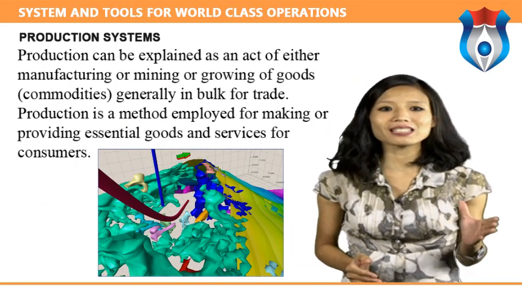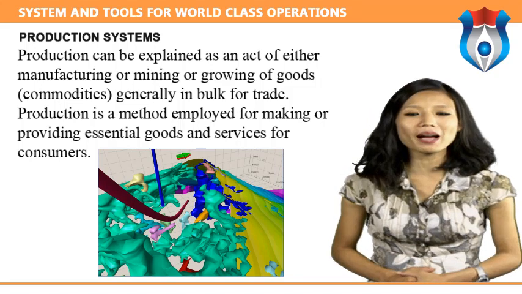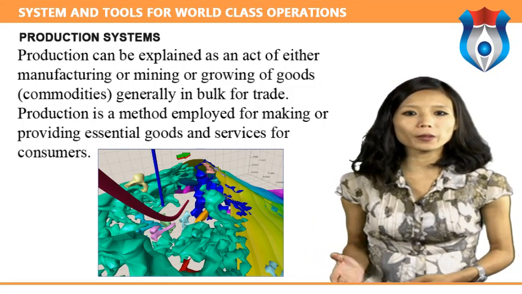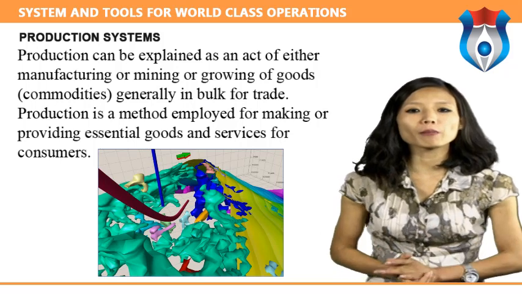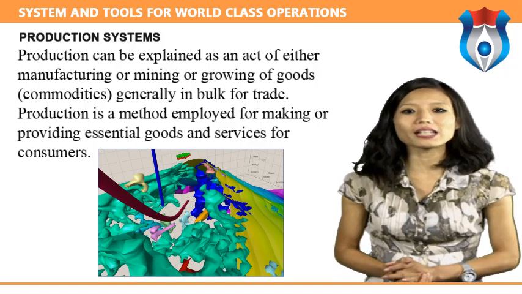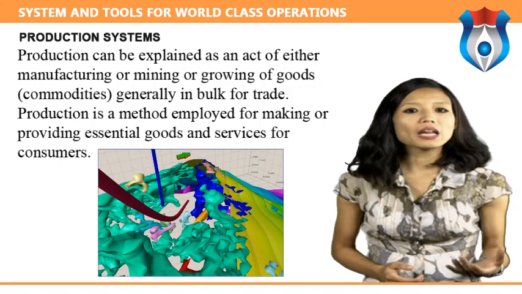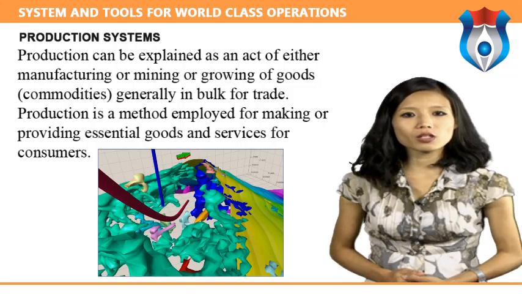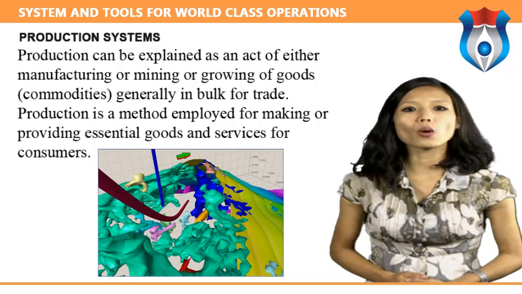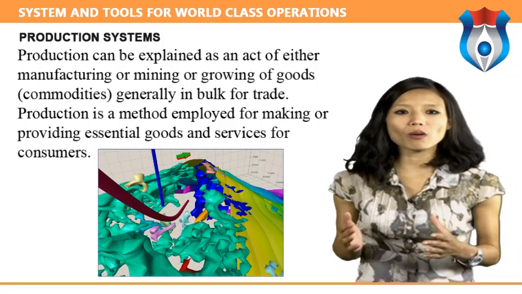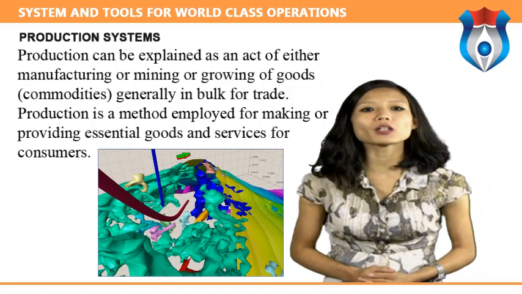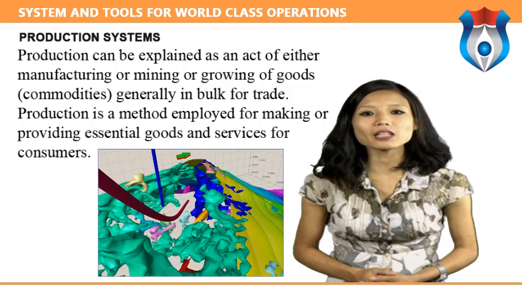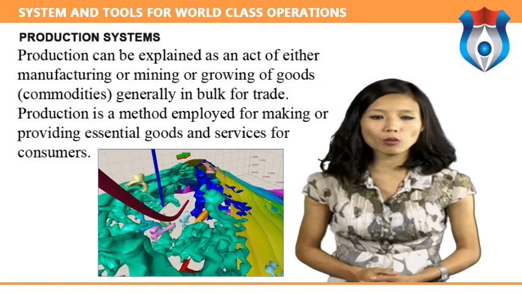Production can be explained as an act of either manufacturing or mining or growing of goods, commodities, generally in bulk for trade. Production is a method employed for making or providing essential goods and services for consumers. It is a process that puts intangible inputs like ideas, creativity, research, knowledge, wisdom, etc. in use or action. It is a way that transforms, converts tangible inputs like raw materials, semi-finished goods and unassembled goods into finished goods or commodities.